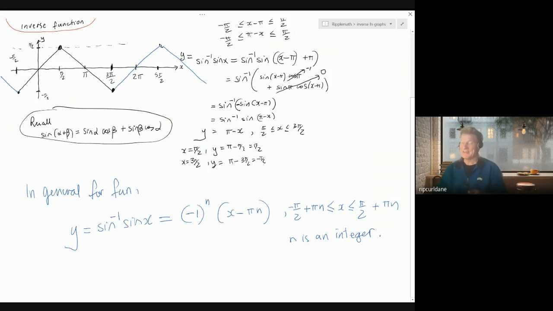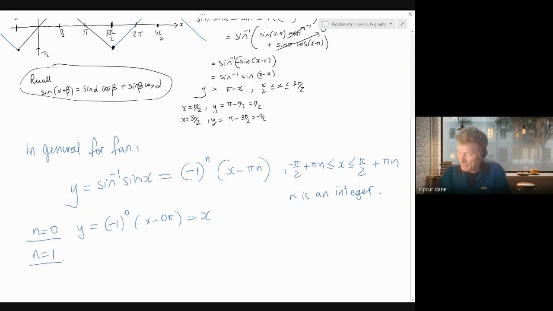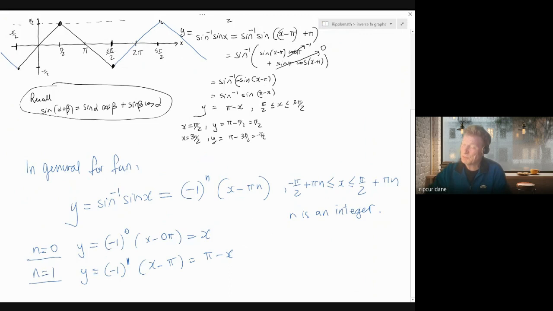Yeah. So you could put in n equals 0, n equals 1. So for example, let's do the little case here. For n equals 0, that's our easy case. y is equal to minus 1 to the 0, x minus 0 times pi. So that's just x. We knew that, y equals x. For n equals 1, that's the one we just did above. That's going to be minus 1 to the power of 1, x minus pi times 1. So that's equal to pi minus x, exactly as we explained at the top here.